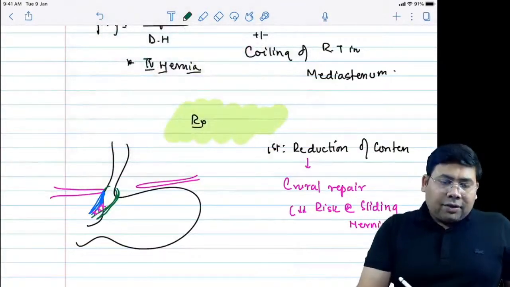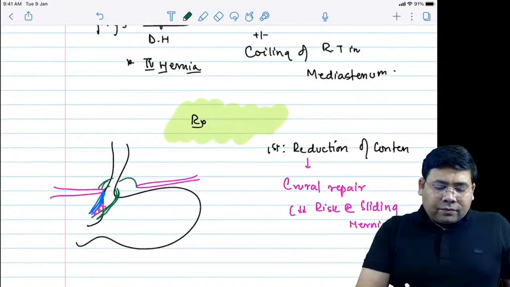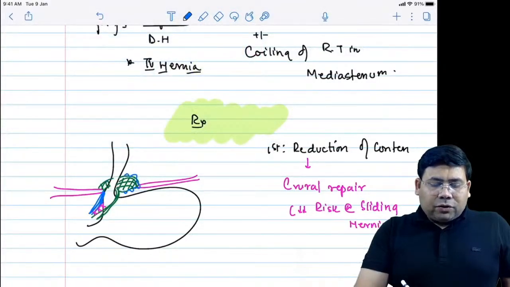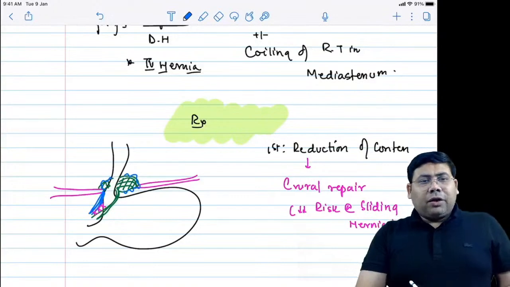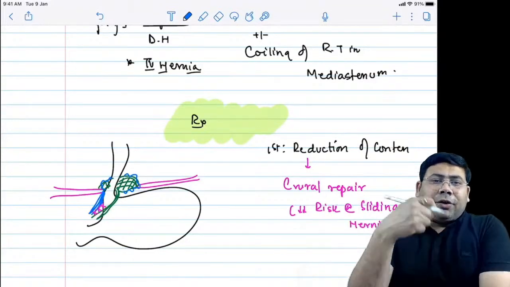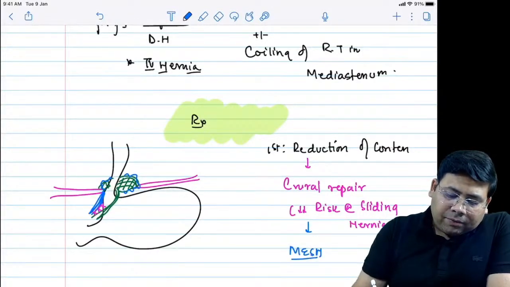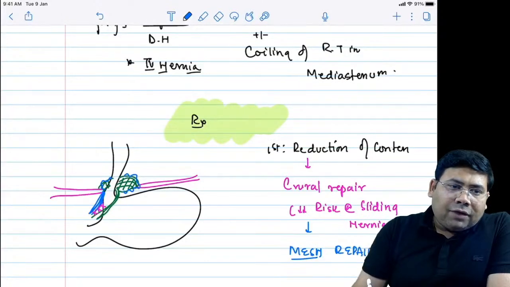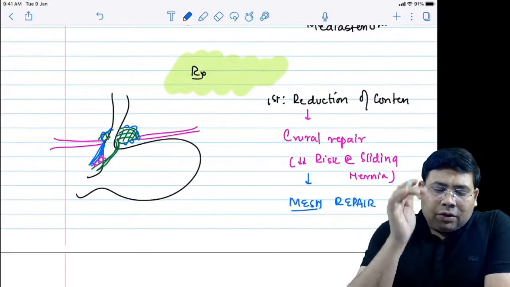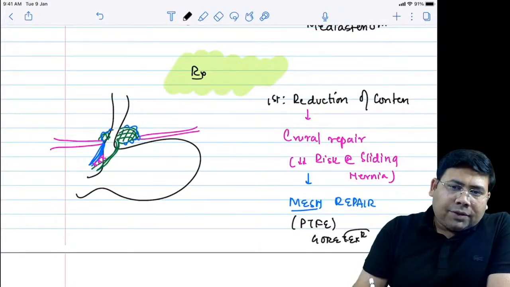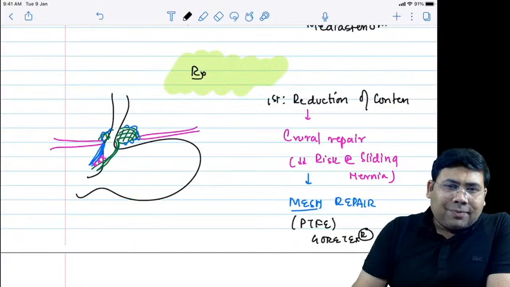For that I will apply a PTFE mesh. There are PTFE meshes that we have. So we put a PTFE mesh, and you can take a continuous bite also. Continuous bursting suturing also you can do. You can take a bursting suture and reduce the defect. So this is mesh repair. Are you getting this or no? You can use Gore-Tex mesh, that is the trade name. Gore-Tex patch, basically we say.